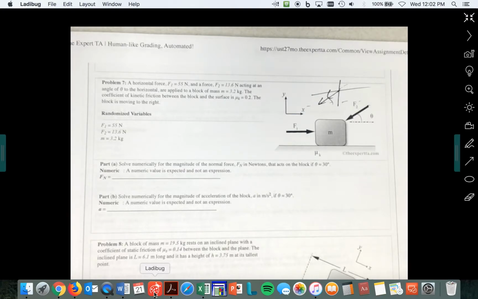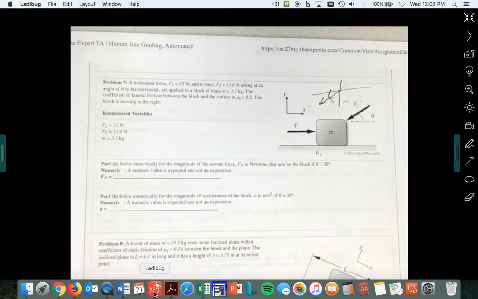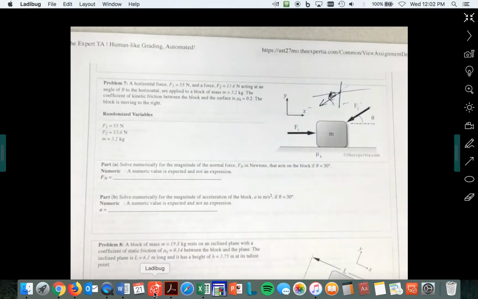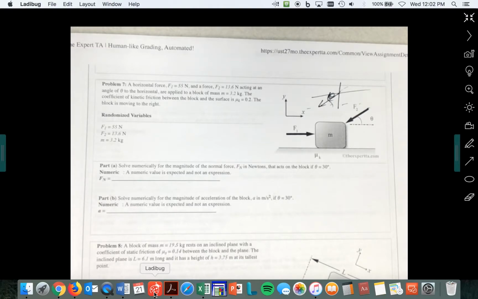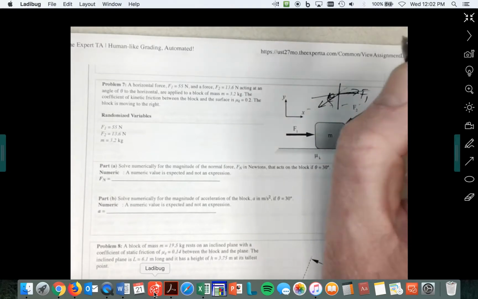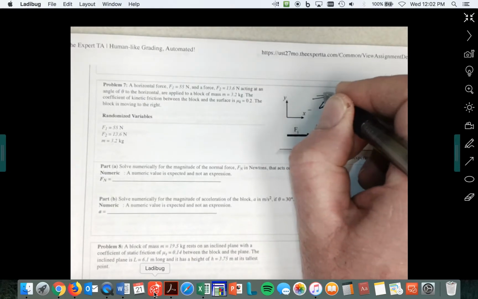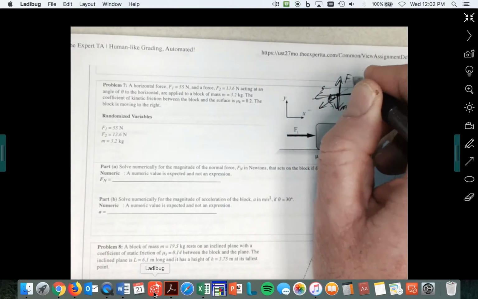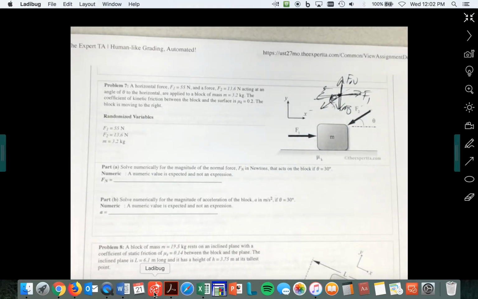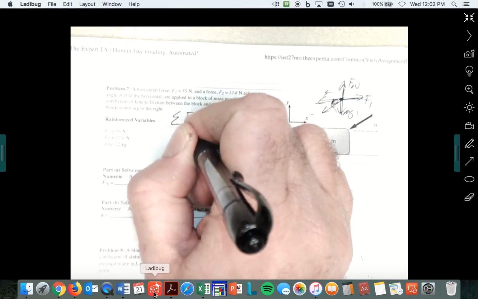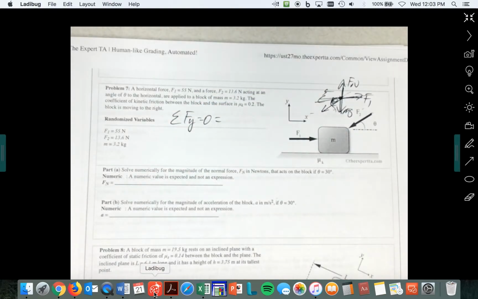Did you ever think you'd use alternate interior angles again once you left 9th grade, 10th grade geometry? Well, there it is. So it's coming this way. That angle theta, which is 30 degrees, is that way. And then we've got F1 going this way, and then a frictional force going this way, mg coming down, and a normal force going up. It's not flying off the table, but to find the normal force, here's what we do. The sum of the forces in the y direction is equal to 0. It's where we kind of start with a problem like this.